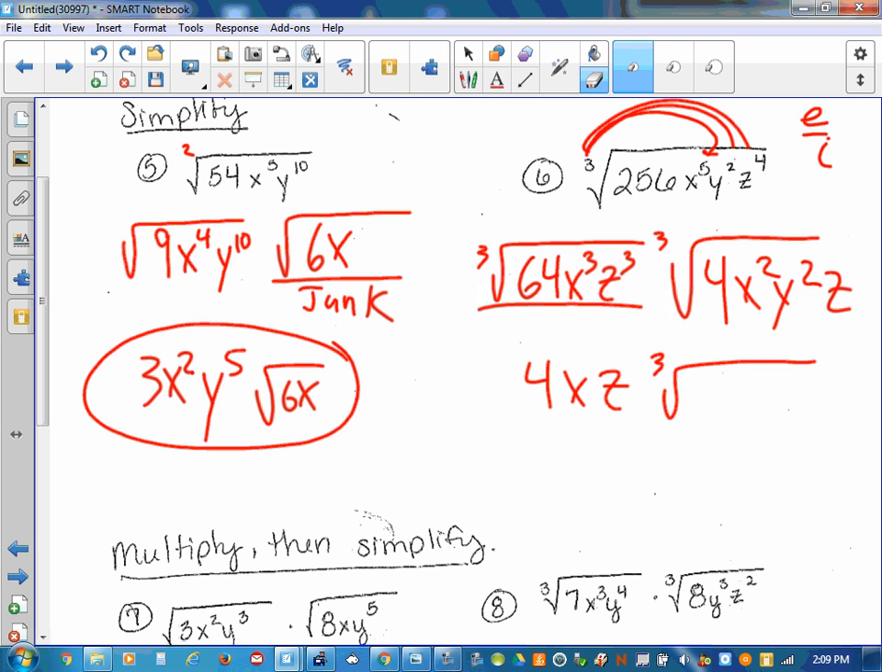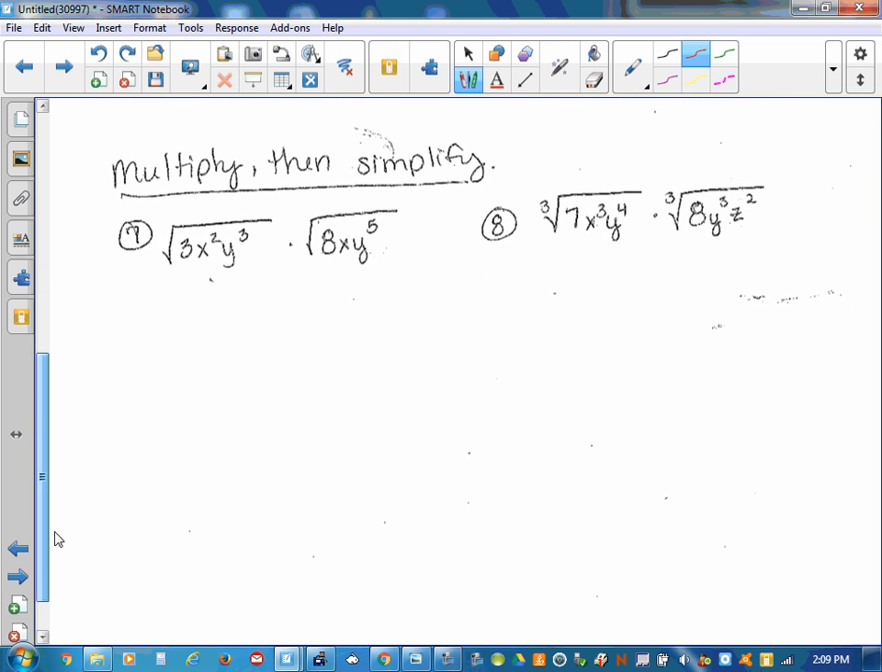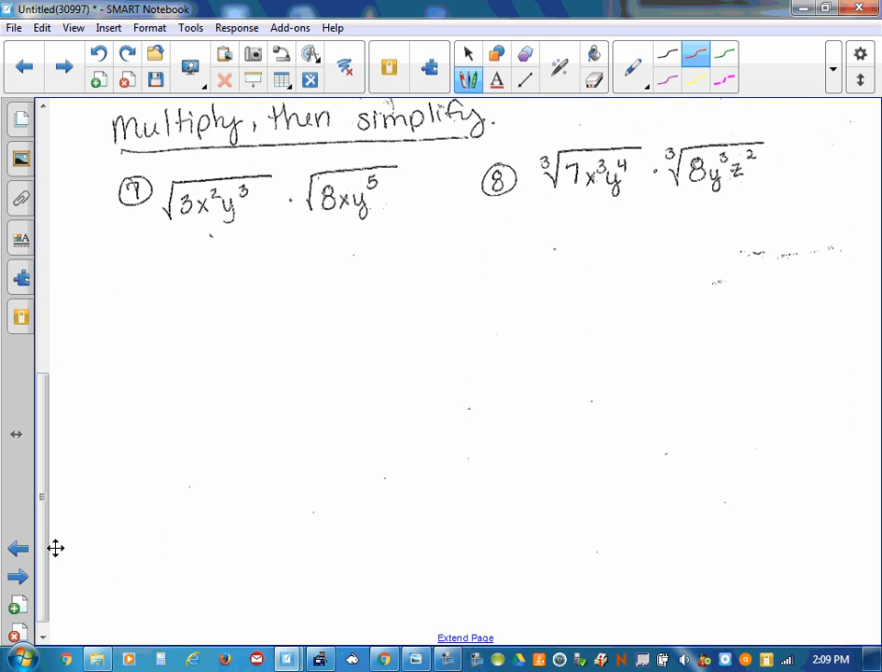The cube root of 4x squared y squared z. And that's the answer. Now, for the next two problems, we're going to do the exact same thing, except we're going to multiply things together first, or divide first, and then sort from there. So I'm going to multiply these together.